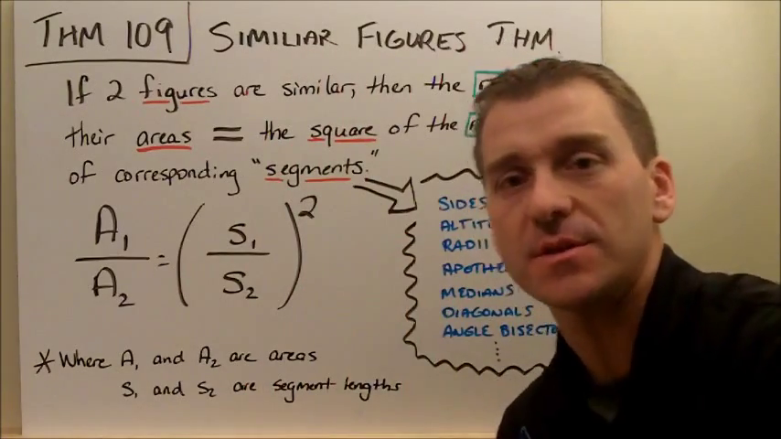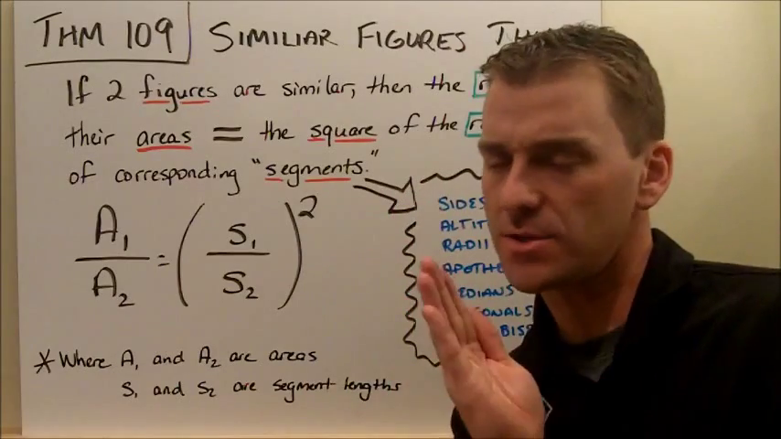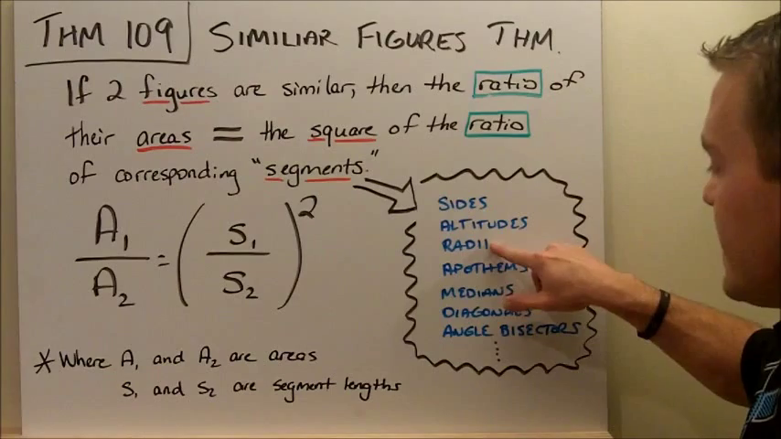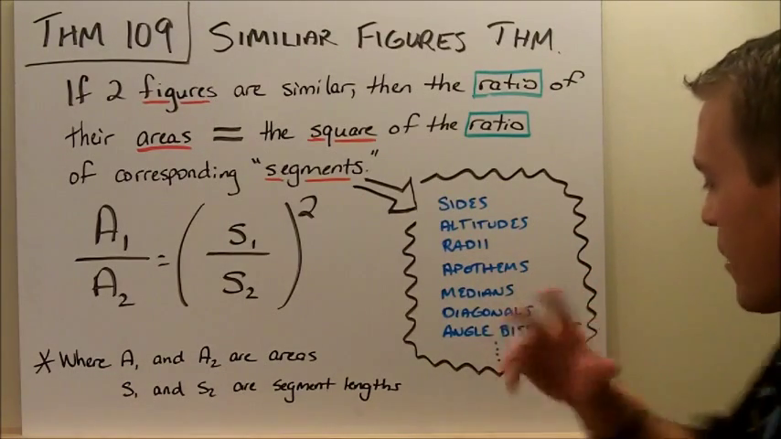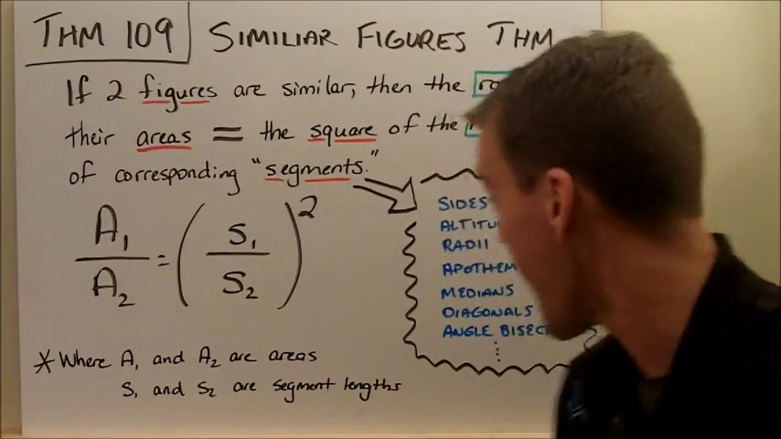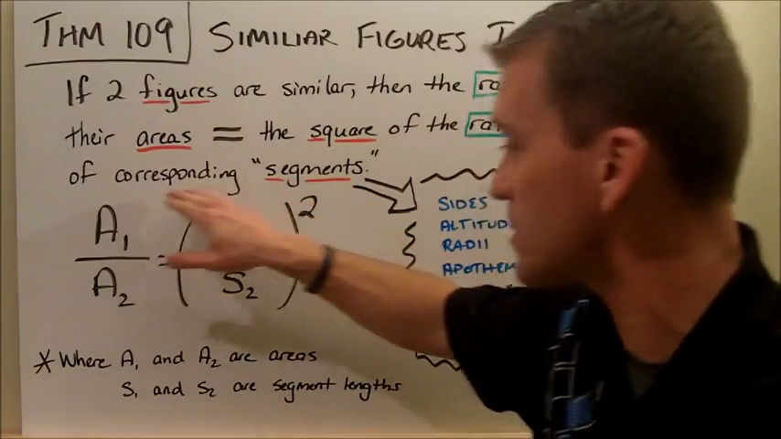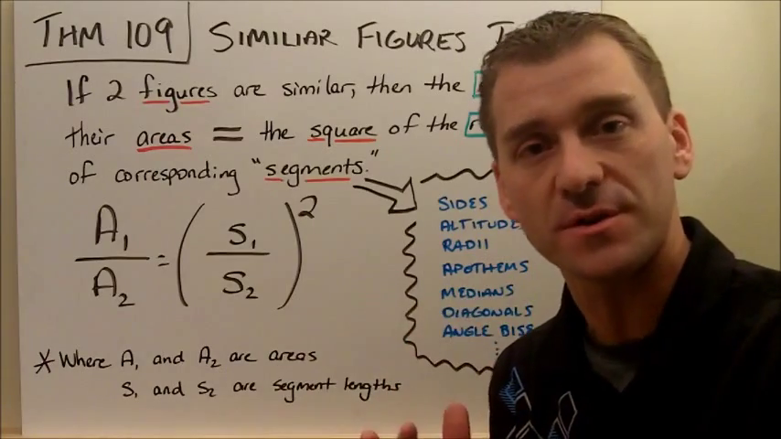Now, what are segments? Well, in any particular shape, we have all kinds of different segments. We're not just talking like the sides. It could be sides, altitudes, radii, apothems, medians, diagonals, angle bisectors, and there's probably more, but that's the ones I can think of off the top of my head. Any of those are what we call segments, and if they're corresponding segments, then it will work and you can put it into this formula.